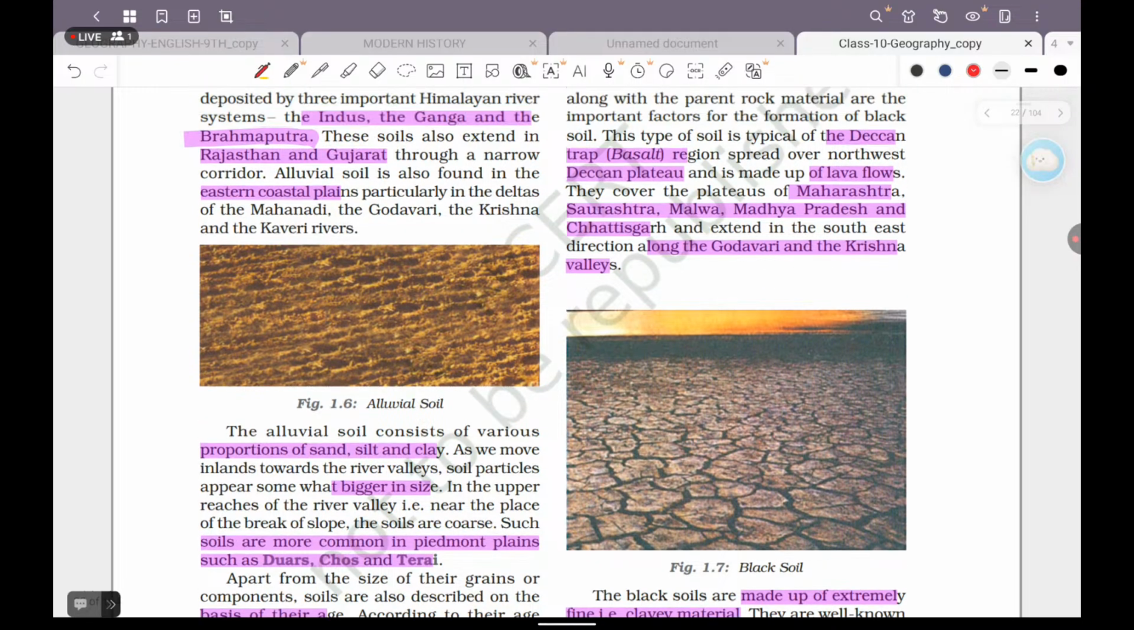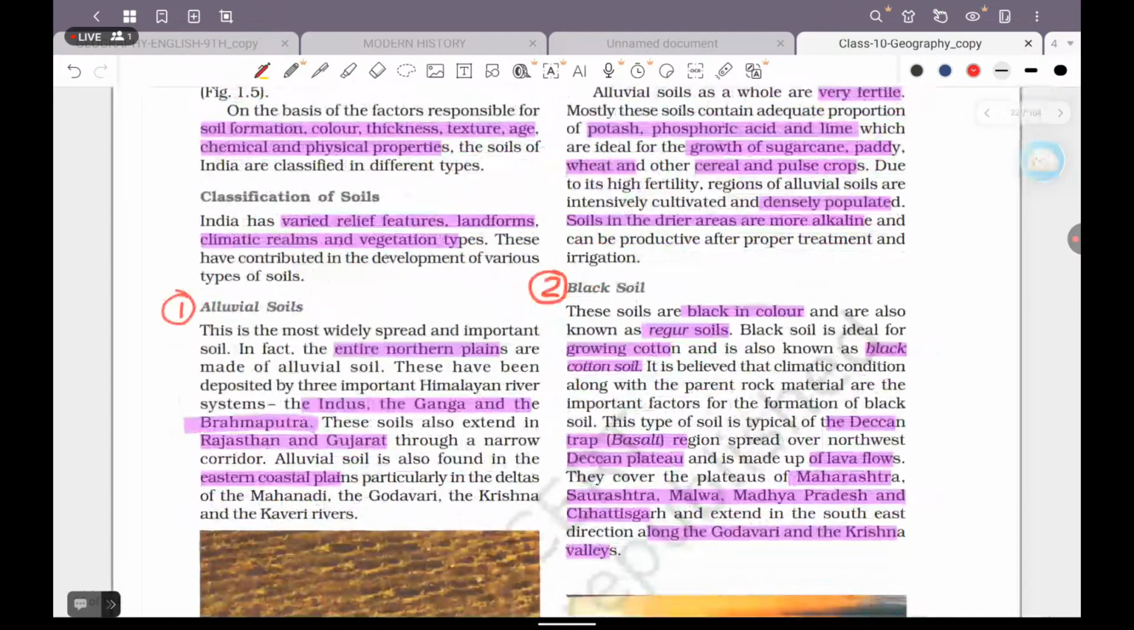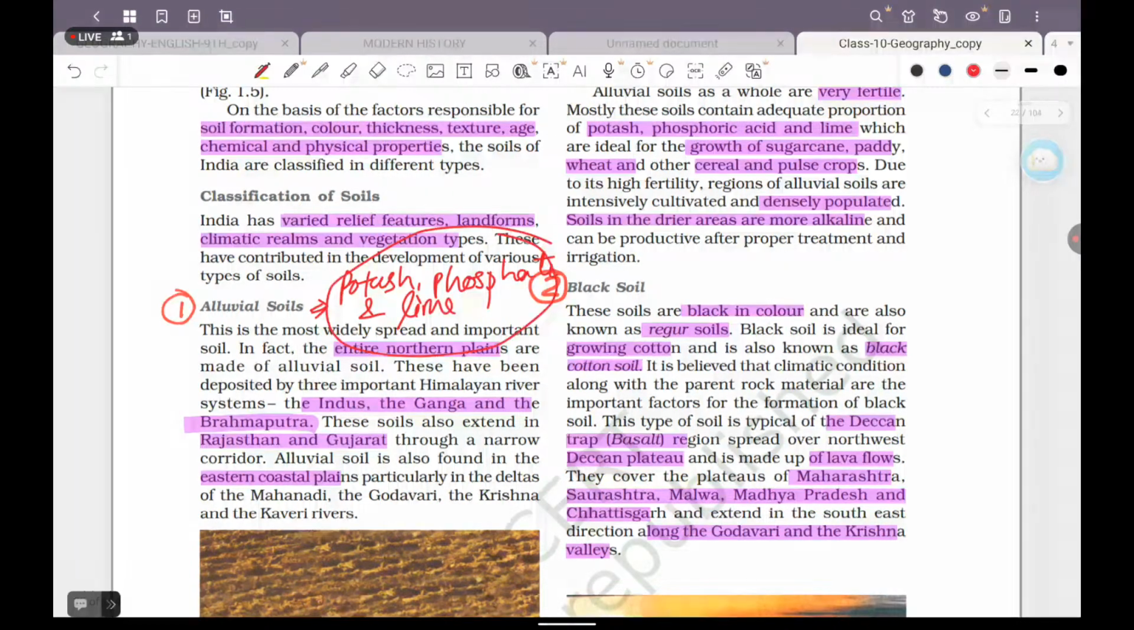So the alluvial soil is rich in potash, phosphate and lime, and these are found in the northern plain and also in the deltaic plains of southern India. And the second soil is the black soil.